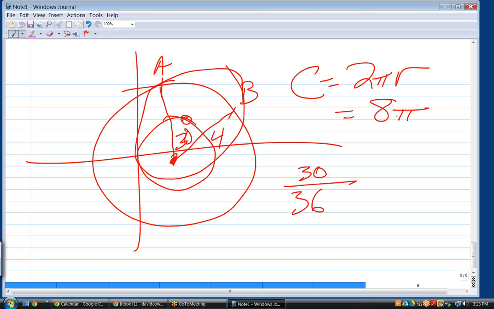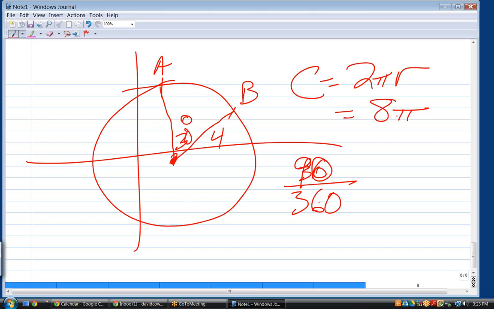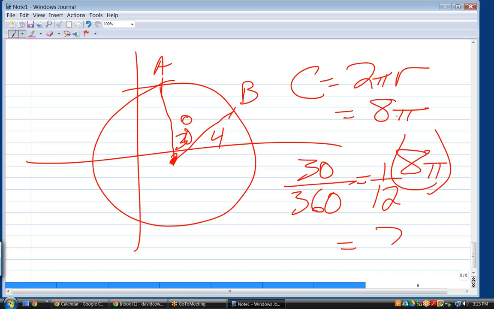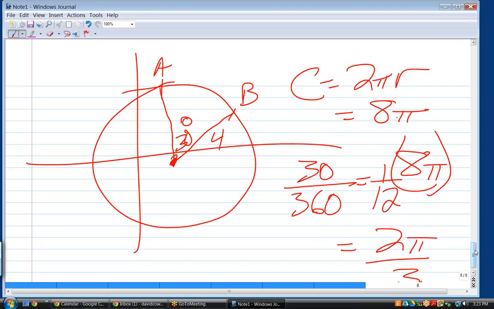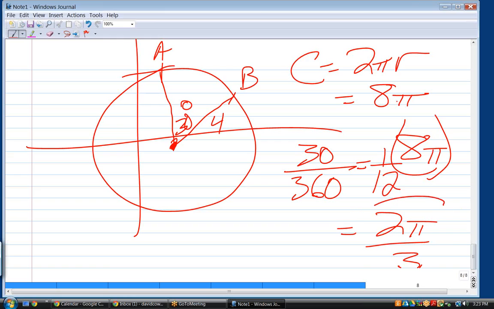360. Okay, so it's 1/12 of the circle. You see how I'm doing that? And that's what you always do. The last problem was 90. Well, 90 over 360 is 1/4. It was easier to see when it was 90, but when it's 30 degrees, we have to work out this fraction. So it's 1/12 of 8 pi, which is 2 pi over 3 when we simplify it. So that's the arc length, 2 pi over 3 from A to B.